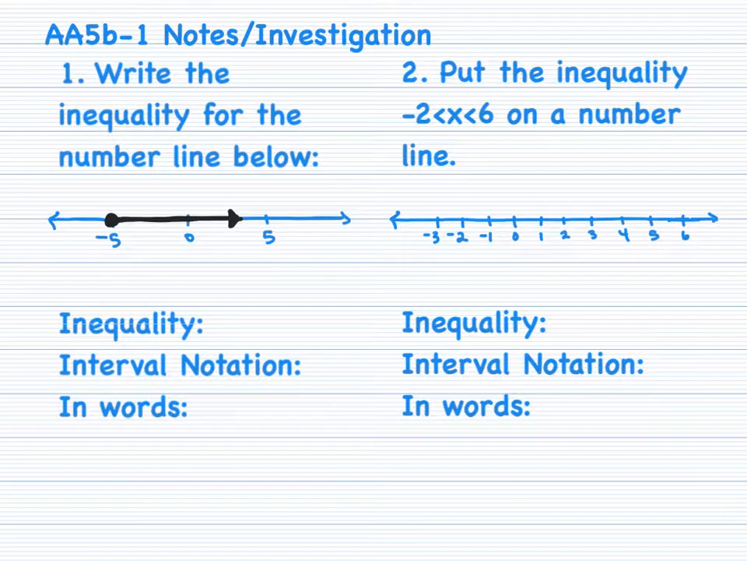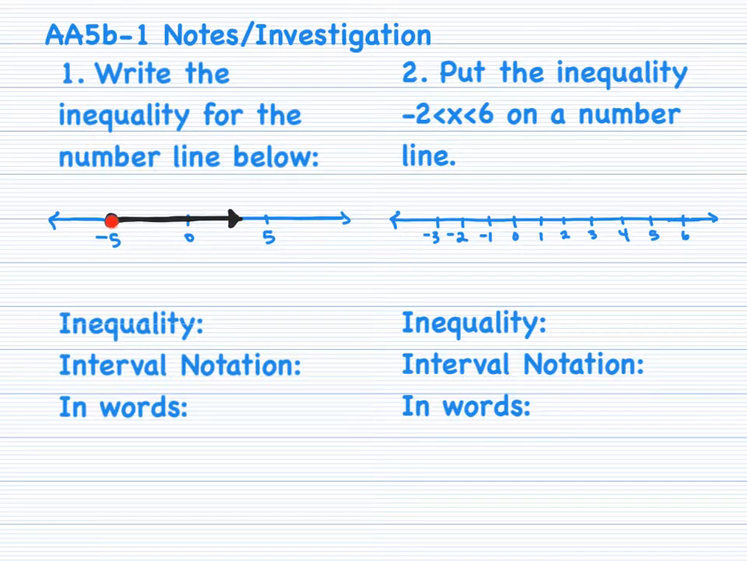Good morning. So today we're going to be working with AA5b-1, which is solving linear inequalities. For some of you, this may be an Algebra 1-2 review, and for some of you, it may be a reteach. So we're going to start with looking at our number lines and noting our smallest and largest values and that kind of thing. We're going to talk about the different markings and notations, but I wanted to give us a brief overview here.